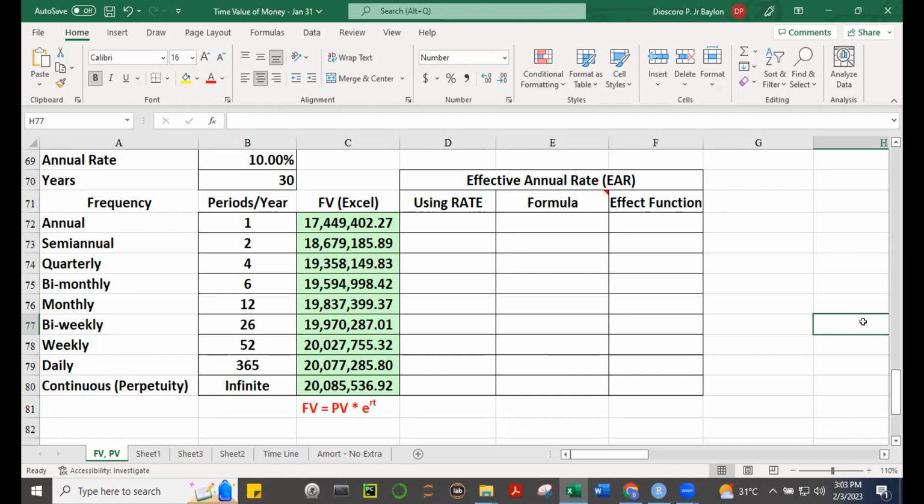Okay, I'll give you 1 minute to please key in that formula there. And please chat yes if you got the answer. Okay, I'll wait for your yes, class. You should be getting 20,085,536.